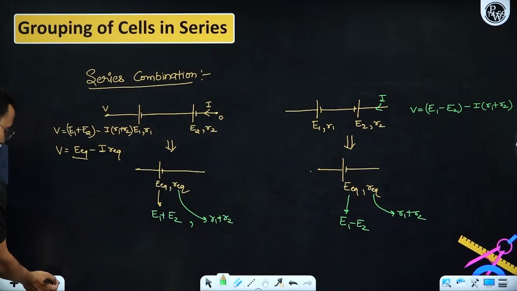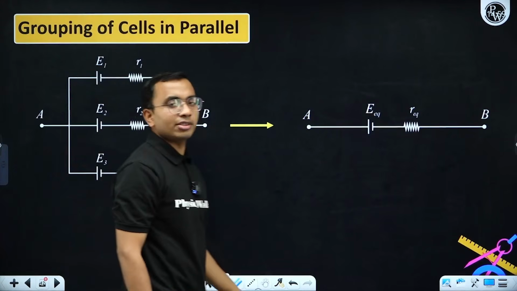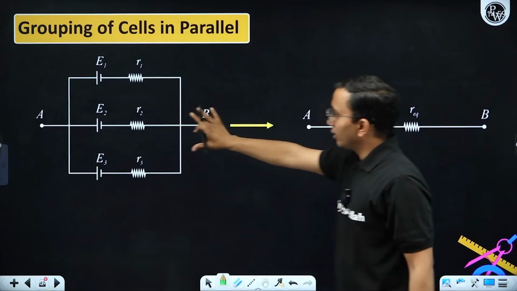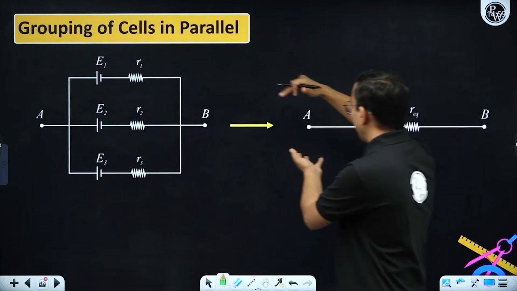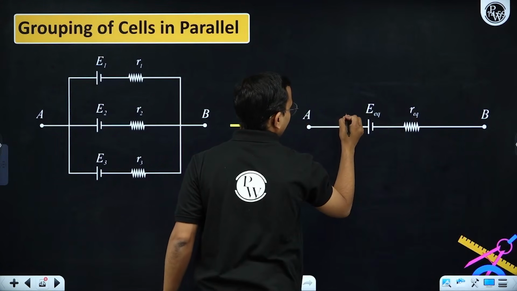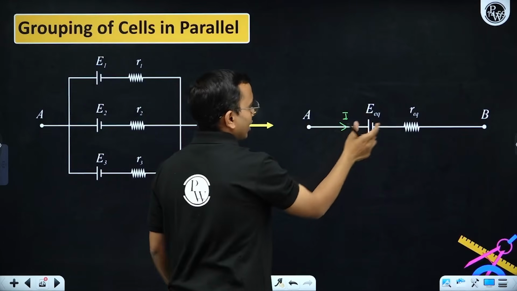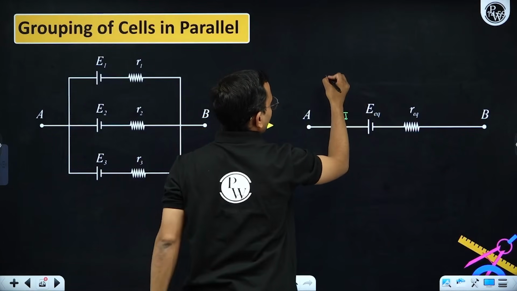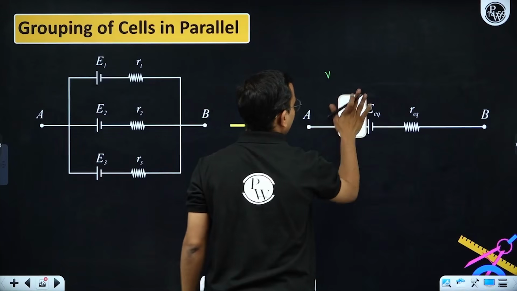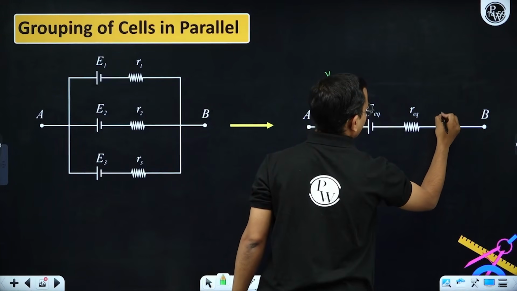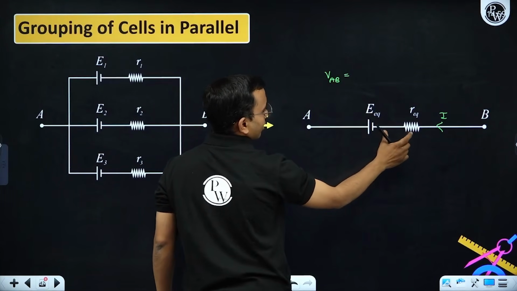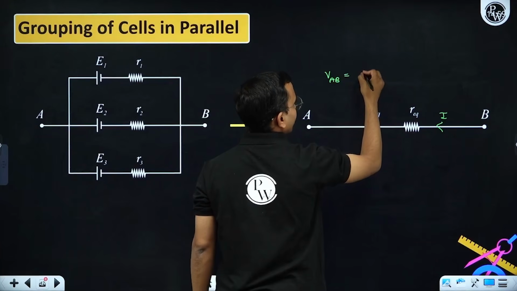That's the difference. Okay, now parallel combination, same cells connected in parallel with each other. Now we need to write, I am considering this whole as my E equivalent and R equivalent. If I write current here I, so here if I write the terminal potential, let me write V. I am taking current in this direction. If I write VAB, what is that? That is E equivalent minus I into R equivalent.